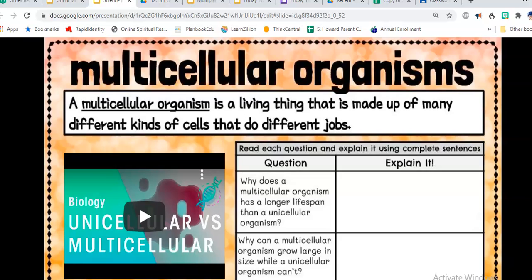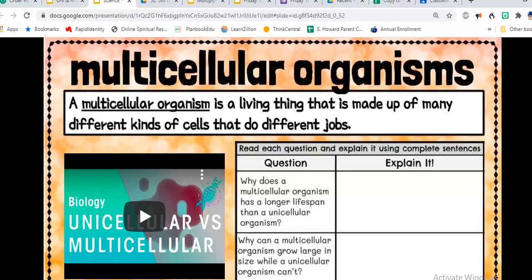But in a one-celled organism, that one cell has to do all the jobs to keep that organism alive because it's only got one cell, so it does everything. So that workload is one of the reasons that a multicellular organism has a longer lifespan than a unicellular.